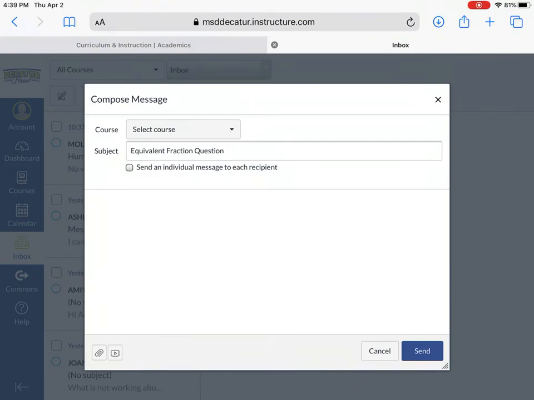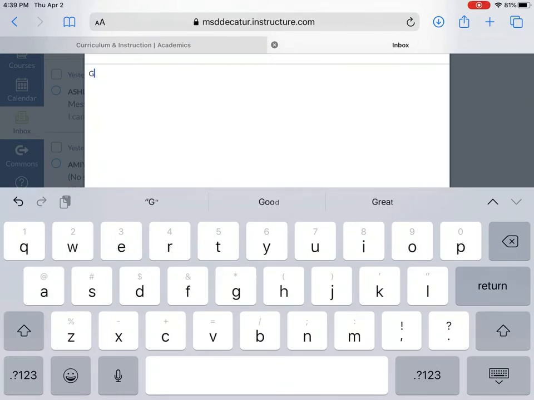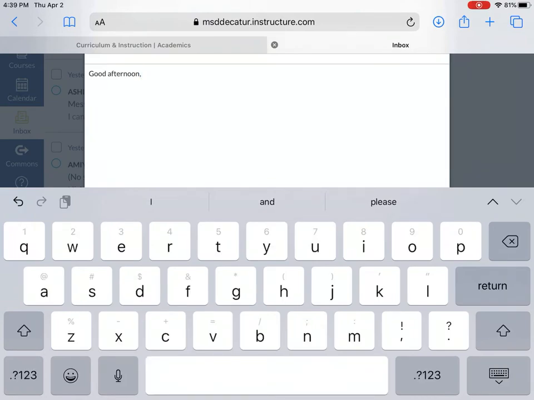Okay, just as in if we were writing a letter, we always have a greeting, or a message that we start with. So this message, if it's in the morning, could say good morning, comma. It could say good evening. It could say good afternoon. We always need to make sure to have our comma after that.